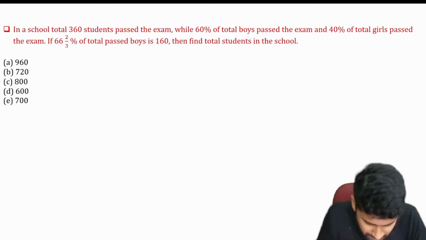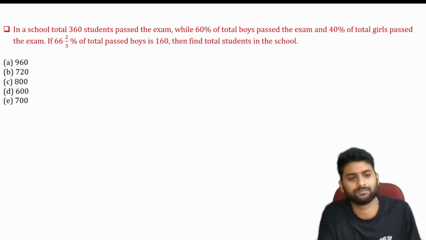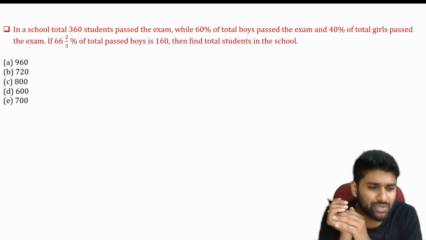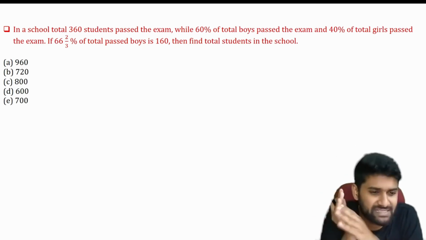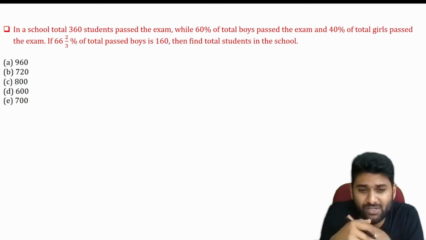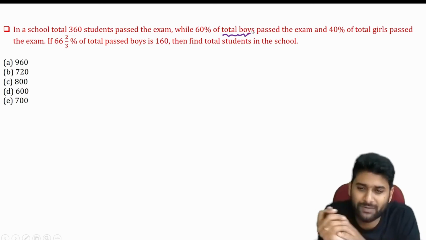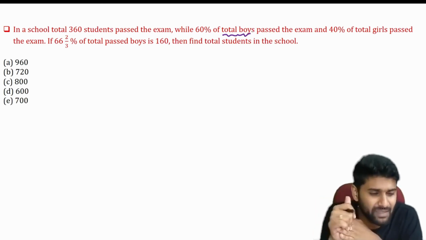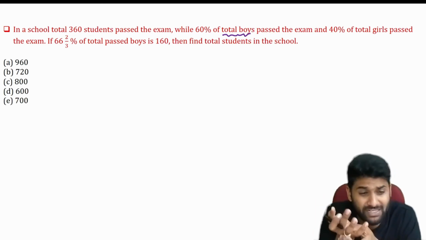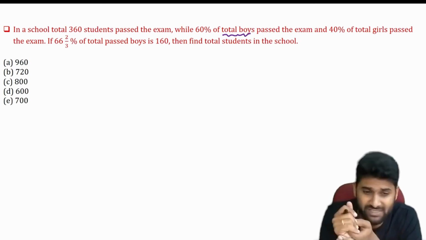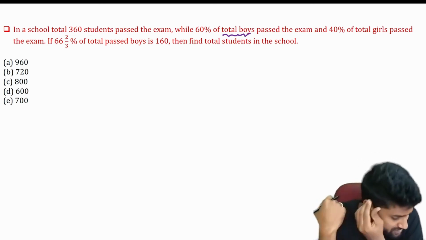With this question, guys, in a school, a total of 360 students passed the exam. While 60% of total boys passed the exam, 40% of girls passed the exam. If 66 2 by 3 percentage of total passed boys is 160, then find the total number of students in the school.